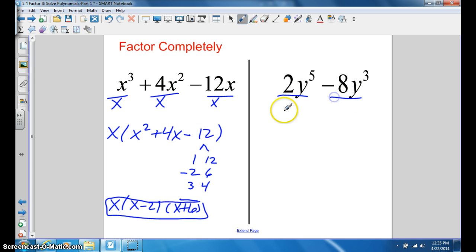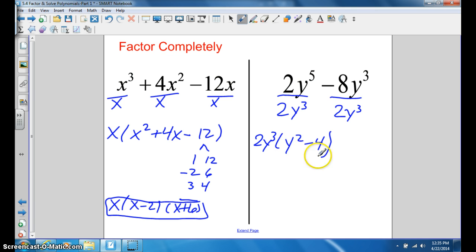For this next one, we see that each one has a 2 in common, and we can also take out a y cubed from each of them. So when we factor out a 2y cubed, we're left with y squared minus 4.